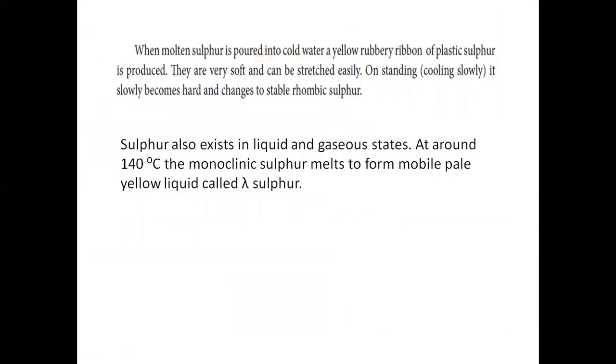When molten sulfur is poured into cold water, it changes into yellow ribbon-like structures. So we get plastic sulfur. This sulfur is very soft and it can be stretched easily. Upon cooling, it changes into a hard form.